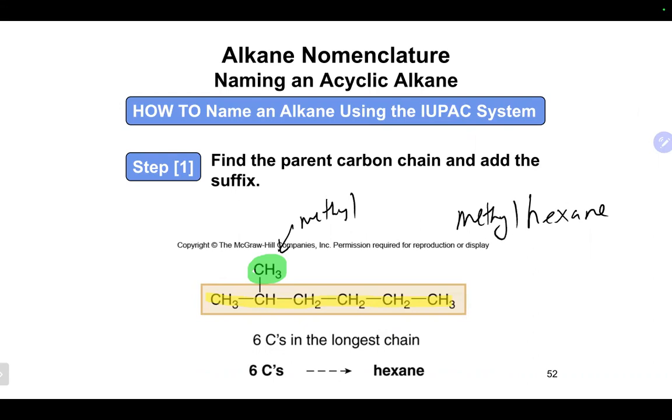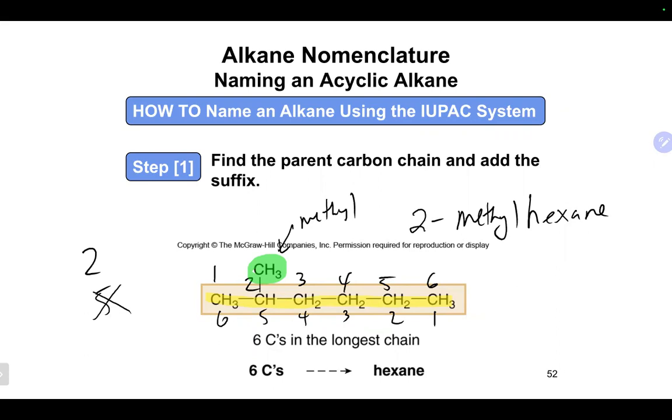We do now need to number this, and you could probably just visually see that if you go left to right here, that's going to be 1, 2, 3, 4, 5, 6, as opposed to if you went right to left, 1, 2, 3, 4, 5, 6. So going left to right, our group has a 2, which is a smaller number than right to left, which is 5. And it is as simple as that, that 2 is smaller than 5. And we would put that 2 in there with the dash, and this would be 2-methyl hexane in this case.